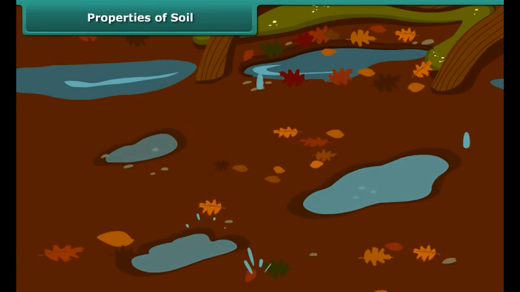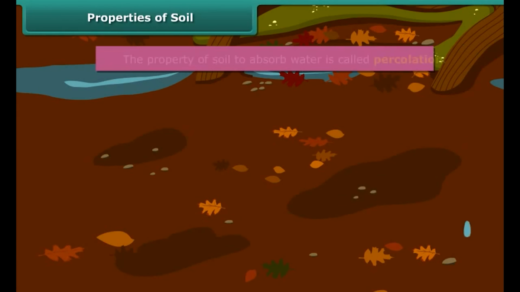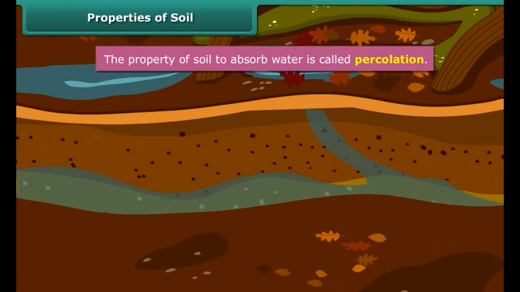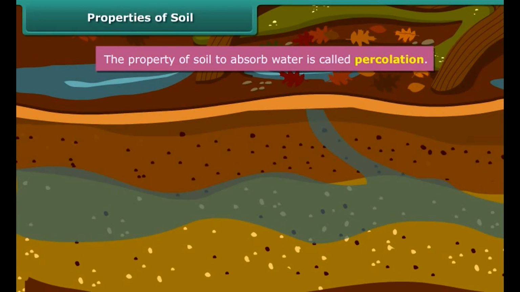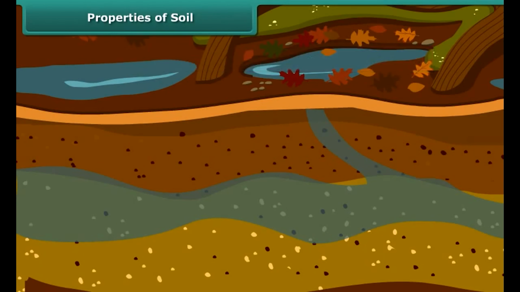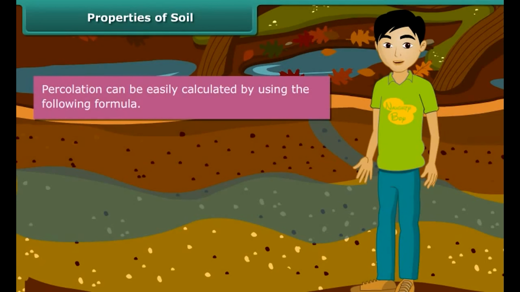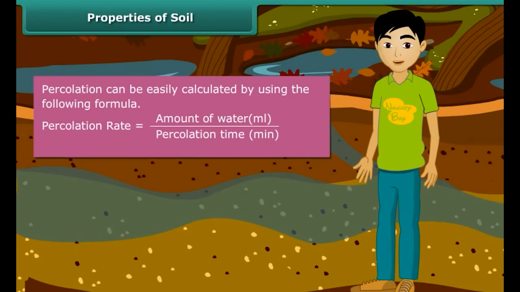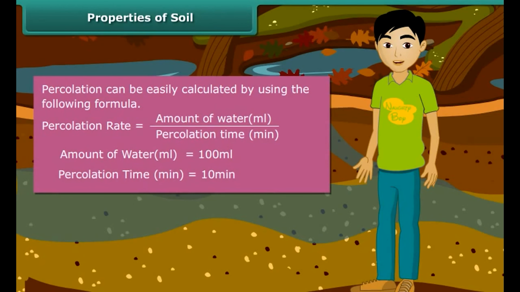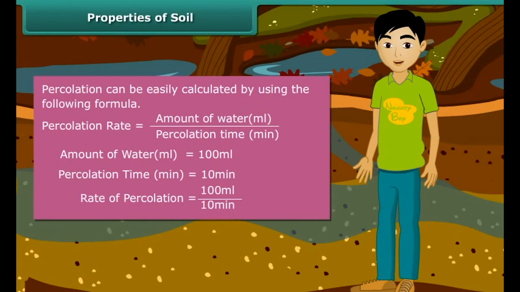Properties of soil. Soil has the property to absorb water. This is called percolation of water by soil. Can we measure the percolation rate of water in different soils? Yes, rate of percolation can be easily calculated by using the following formula. Suppose that for a certain soil sample, it took 10 minutes for 100 milliliters to percolate. Then, rate of percolation will be equal to 10 ml per minute.